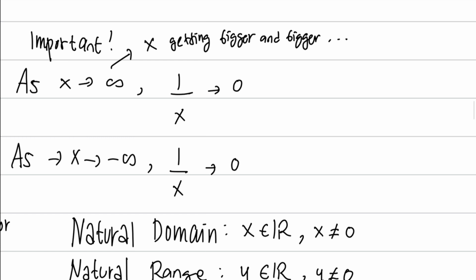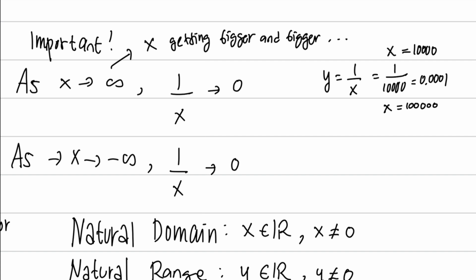If you put, for example, y equals to 1 over x, and if we keep increasing the value of x, for example, x equals to 10,000, and you substitute, then you will get 1 over 10,000, which is 0.0001. You increase the value of x, become 100,000, your y will be 0.00001. You keep increasing the value of x, your y will become smaller, smaller and smaller and approaching 0.